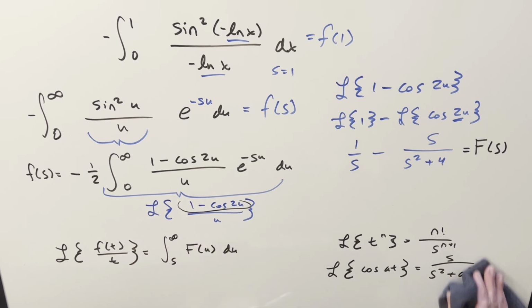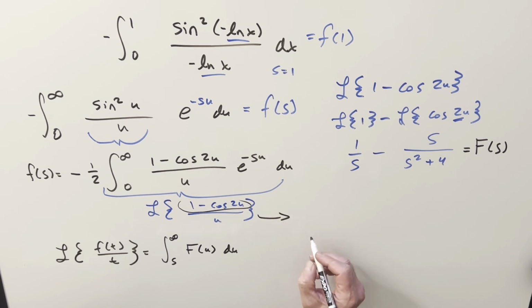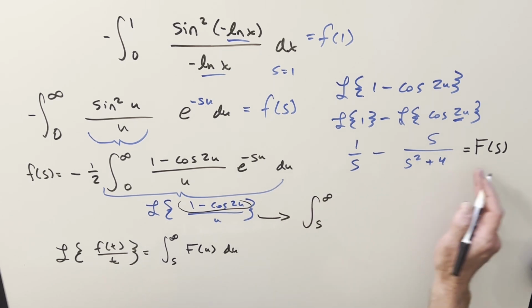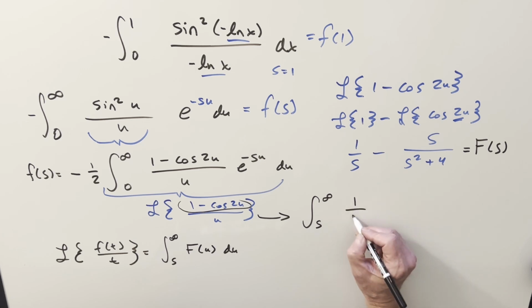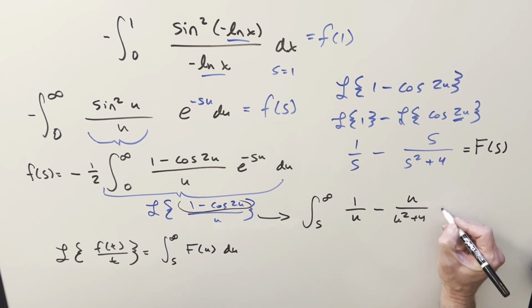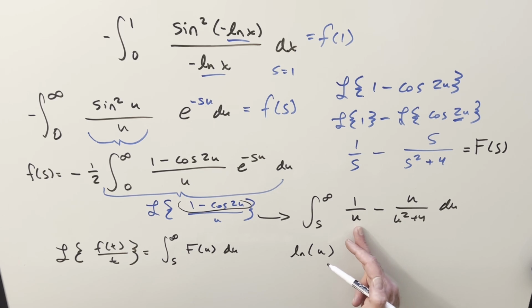So in order to get this value, all we need to do is a variable change to u. For this whole expression here, we're going to have the integral from s to infinity. Take this and change this to u, so it's just going to be 1 over u minus u over u squared plus 4 du. Integrating all this, we'll get natural log of u. I'm dropping absolute value because we're assuming the u value to be greater than 0.